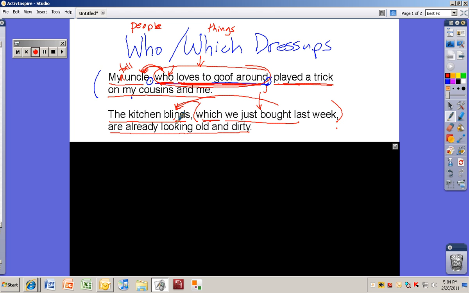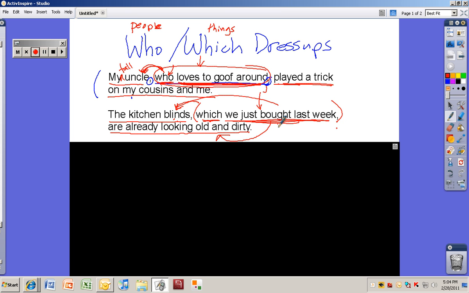You want to spell that correctly. I gave you a bunch of information about the blinds. They were bought just last week. And notice that this information does relate to what the rest of the sentence says. I don't say the kitchen blinds, which are blue and red, are already looking old and dirty. Those two ideas don't seem to have much of anything to do with each other.